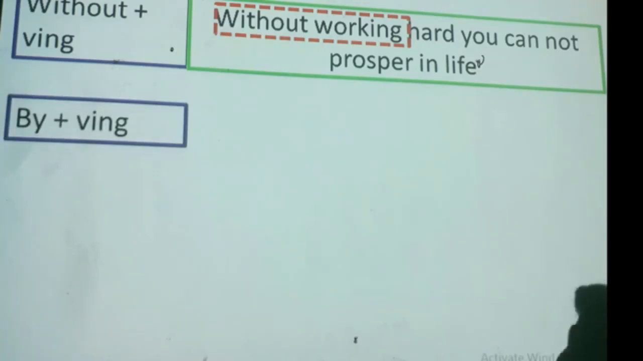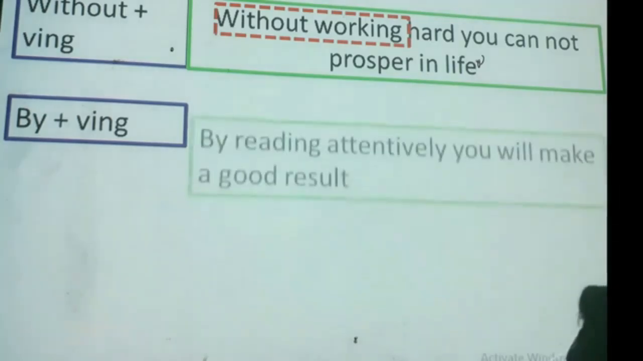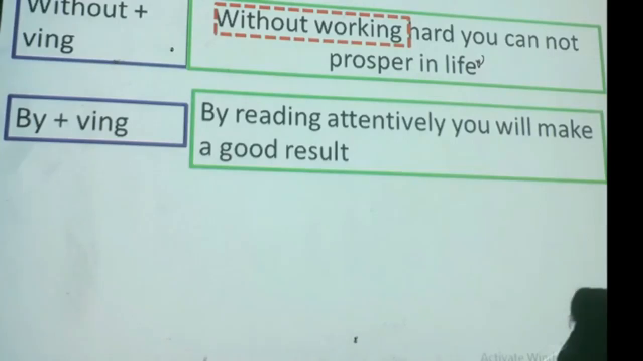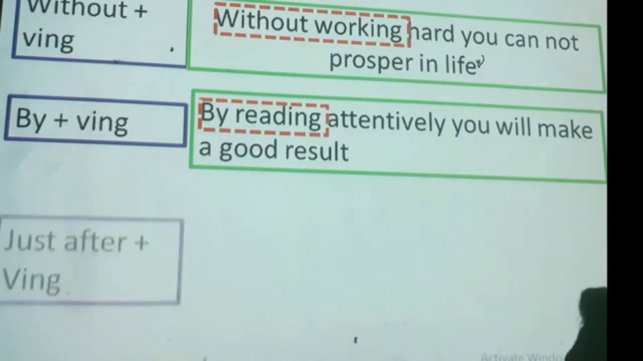When you see "by" plus verb ing, the sentence is simple sentence. Example: By reading attentively, you will make a good result. This sentence is simple sentence. I think you have understood.